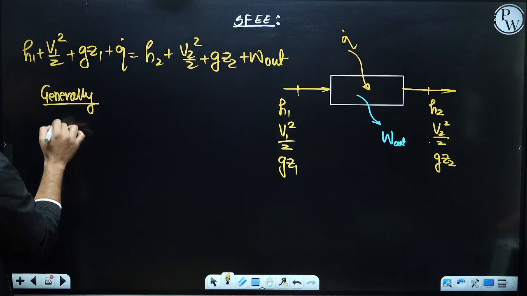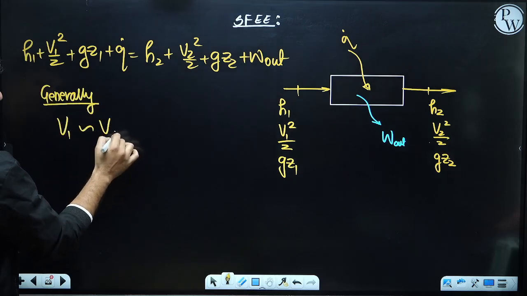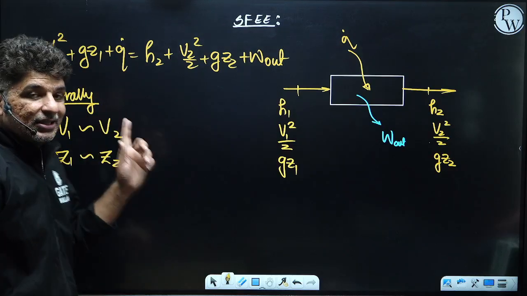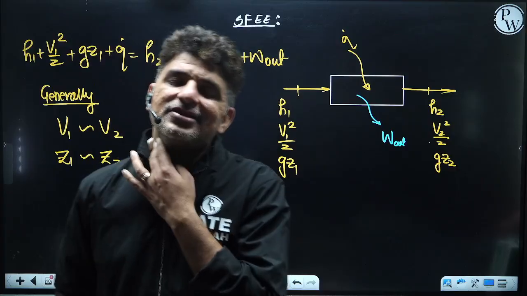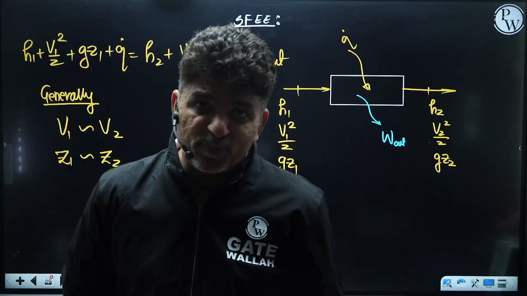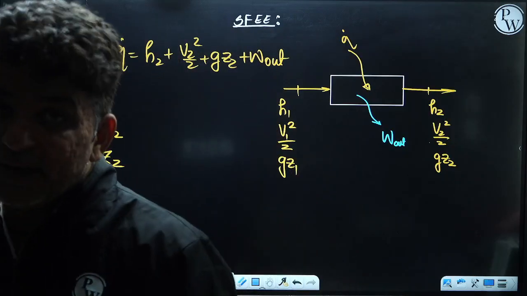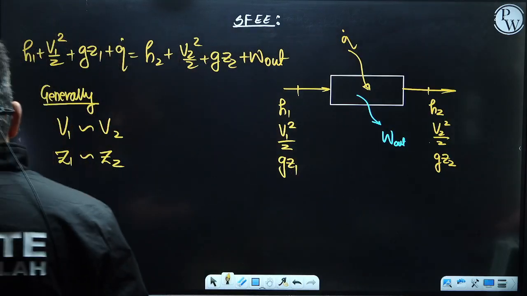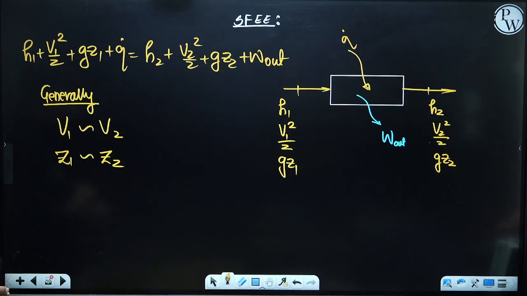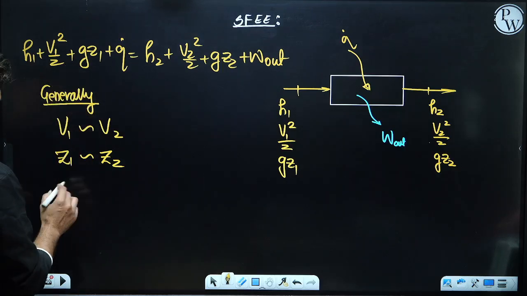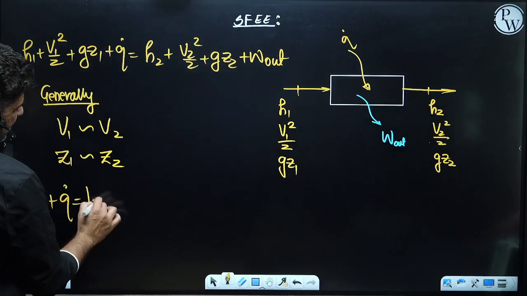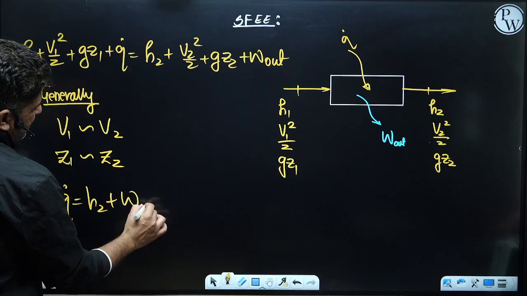In case of a thermodynamic cycle, it is not always necessary, but generally we have velocity 1 almost equal to velocity 2 and Z1 almost equal to Z2. This is generally applicable for cycles only. When we study jet propulsion, this will not be applicable, because in jet propulsion we will see that V1 and V2 will be very different. So if you use these two, then your equation can be written as H1 plus Q dot is equal to H2 plus W out.